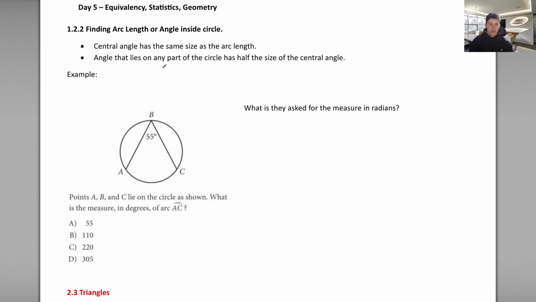All right, so two things to know. The central angle has the same size as the arc length, and the angle that lies on any part of the circle has half the size of the central angle. So for example, this is the angle that lies on any part of the circle. So it has half the size of the central angle, therefore has half the size of the arc that's created.